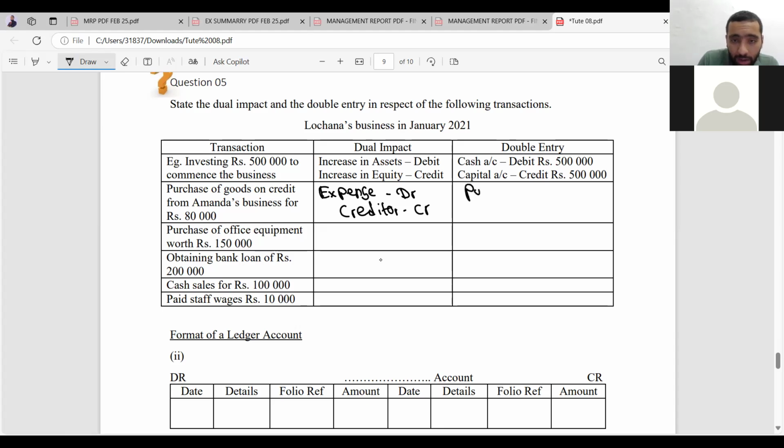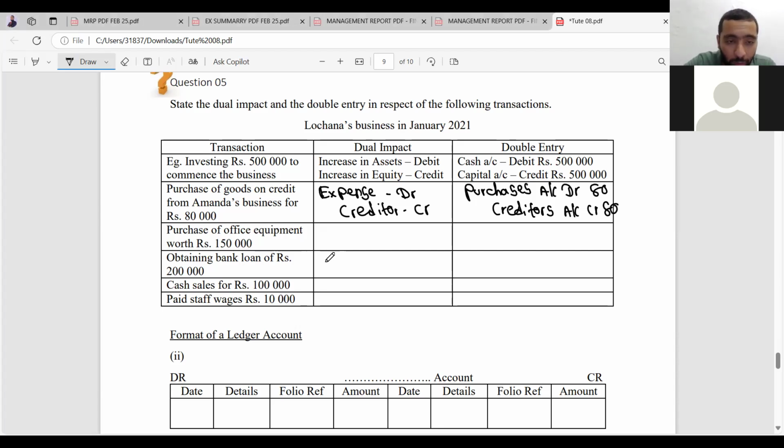So, purchases account. Debit how much? Yes, 80,000. Sorry, not 500,000, it has to be 80,000. I don't have enough space, that is why I'm writing only 80. And then creditors account. Credit by how much? Credit by 80. Right? Okay.